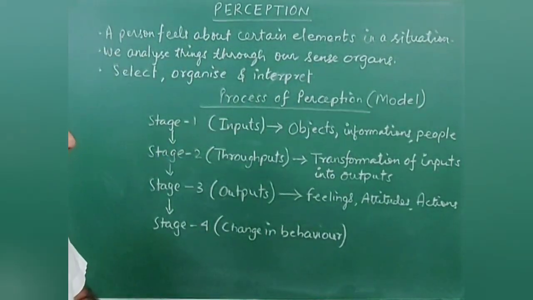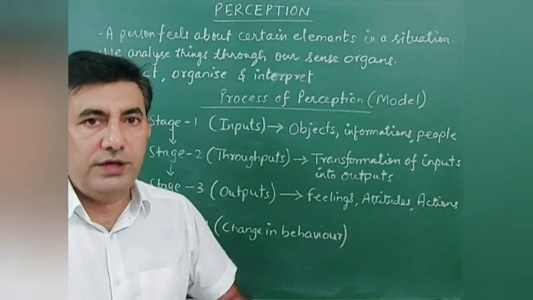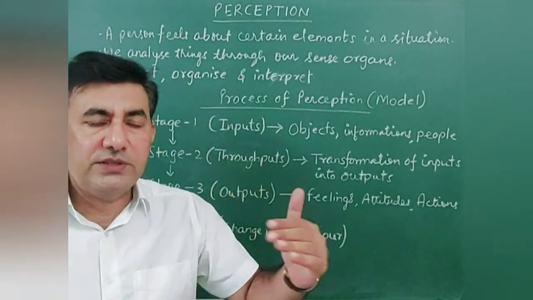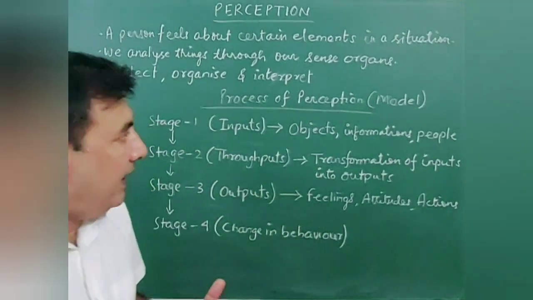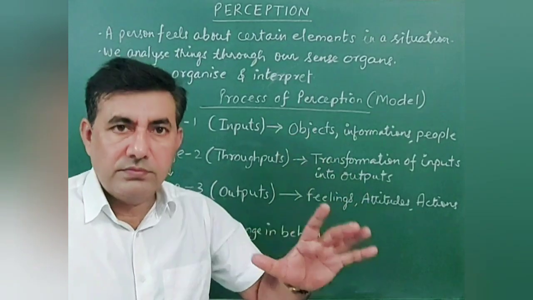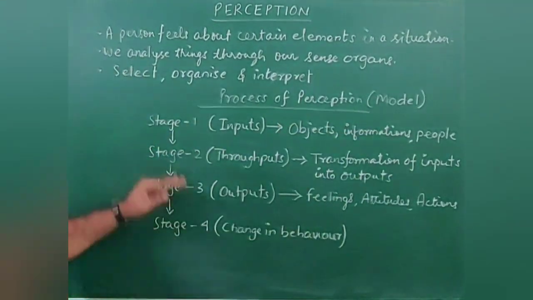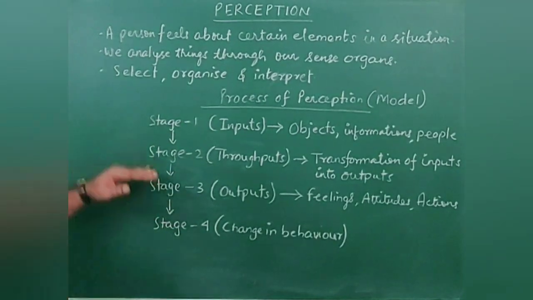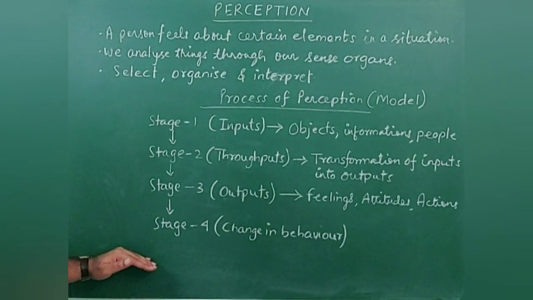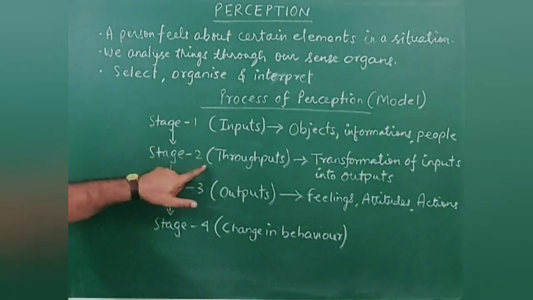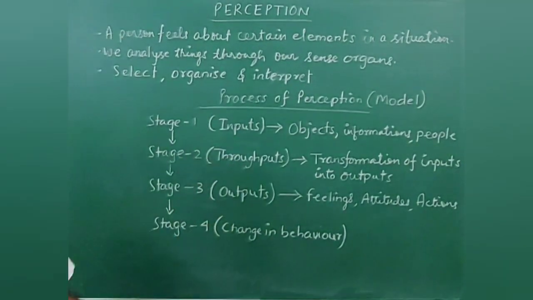Okay. The next topic is processes of perception. What are the stages or processes through which we can acquire perception? And this is also known as a model. There is a model of perception which you can describe by using a flow chart, a very simple flow chart. There are 4 stages of the perception process: inputs, throughputs, outputs and change in behavior. So these are the 4 stages.